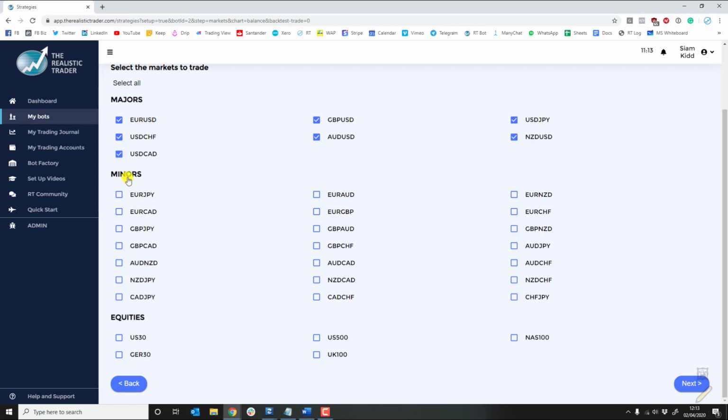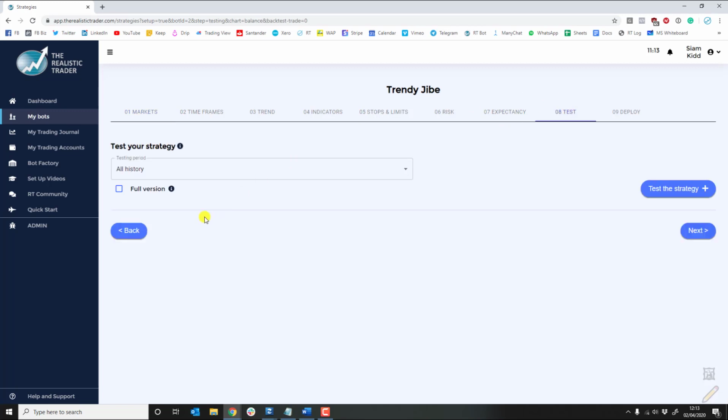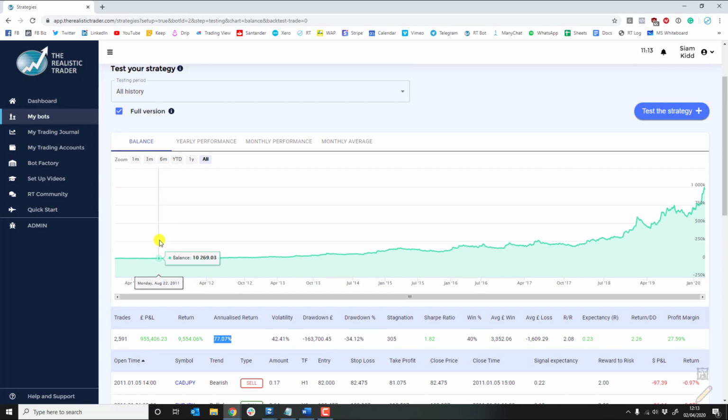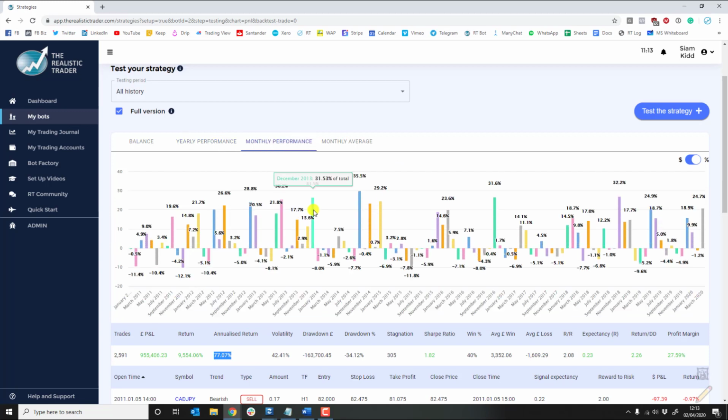You can either add more. What you'll find is if you add more pairs, you'll end up getting a better result just because there are more opportunities. So instead of a 3.7% annualized return, we should have a higher one now. There we go. All of a sudden, we now have far more trades and a 77% average annualized return. Yearly performance is much better, monthly much better. Again, there are some bad losing months, quite a lot of them, but again, 40% hit rate, that's fine.